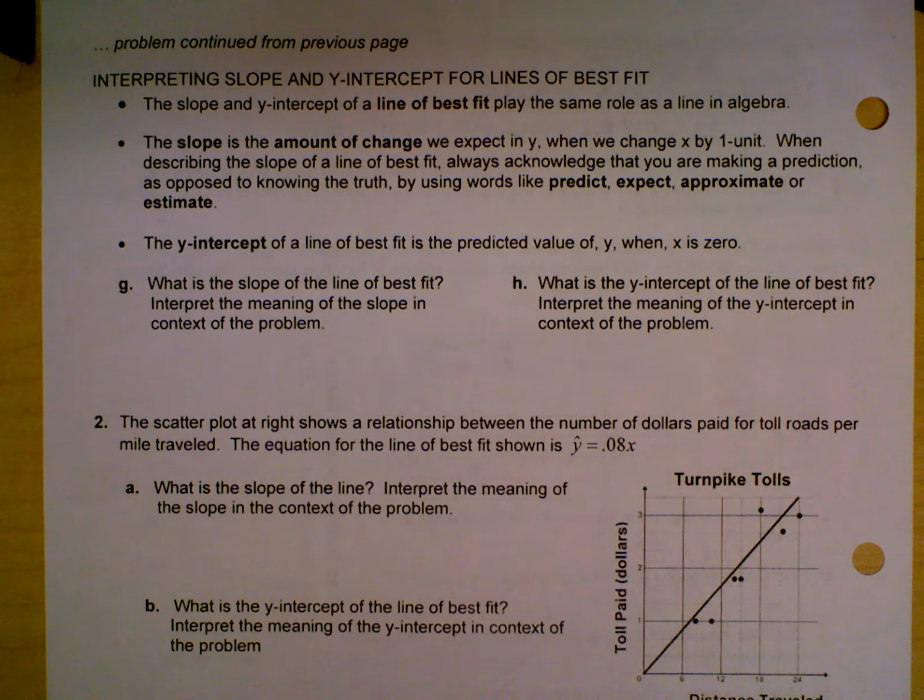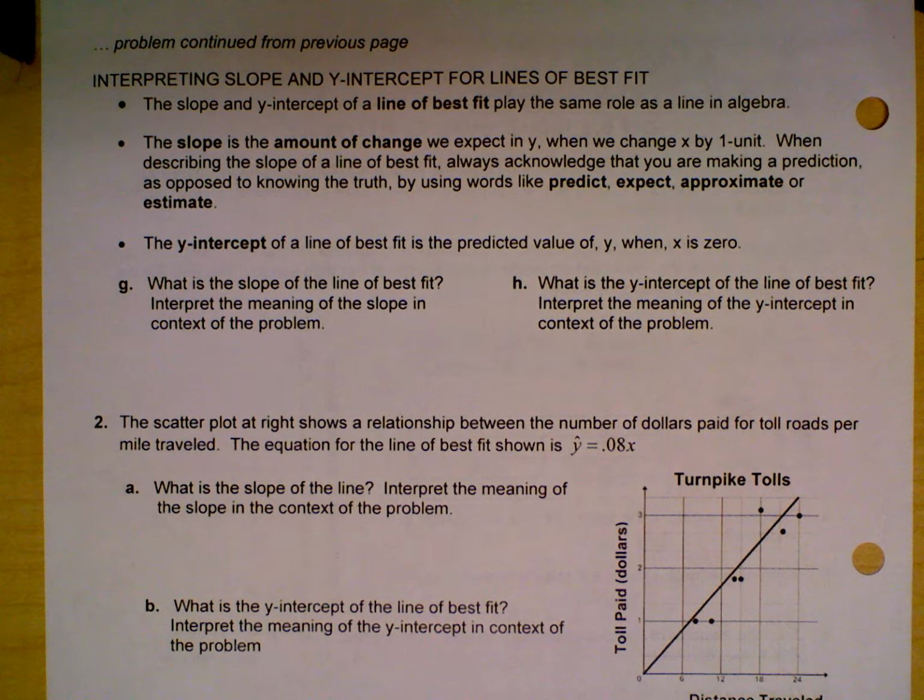When describing the slope of a line of best fit, always acknowledge that you are making a prediction, as opposed to knowing the truth, by using words like predict, expect, approximate, or estimate. The y-intercept of a line of best fit is the predicted value of y when x equals 0.